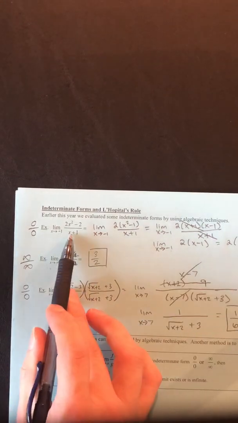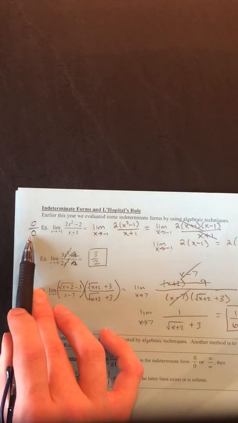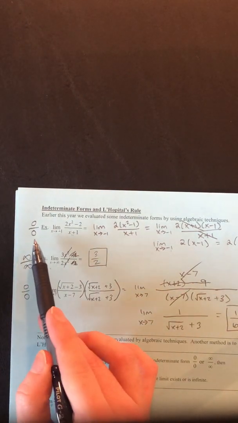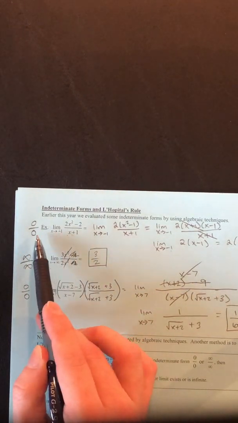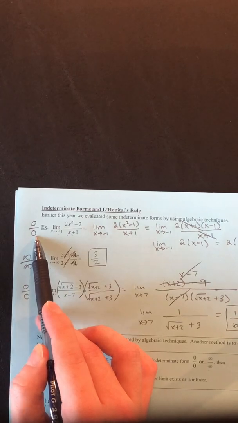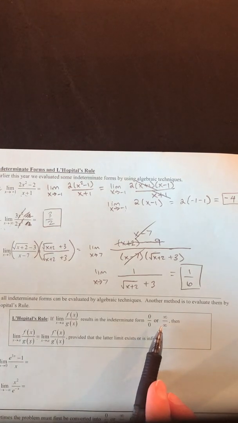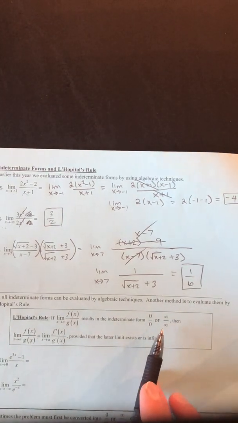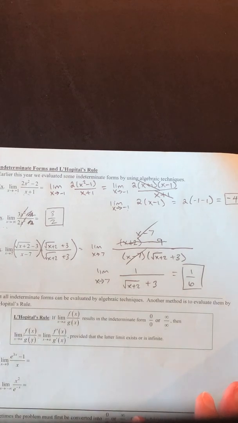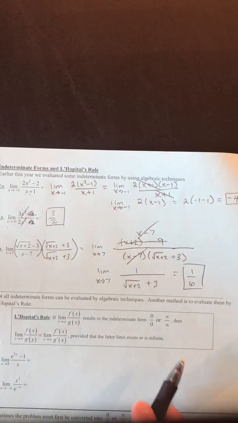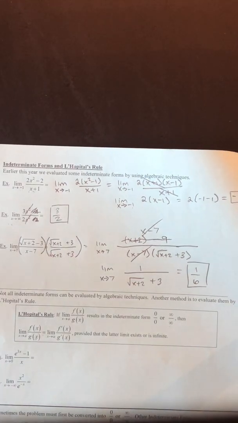All right, remember, this original limit ended up being 0 over 0. It's very important that you always check if your original limit is either 0 over 0 or infinity over infinity. If it's not one of those two indeterminate forms, then you cannot use L'Hopital's rule. You may get an answer, but it's not going to be the correct answer. So always make sure it's one of these two indeterminates first, then you can go through and use L'Hopital's rule.